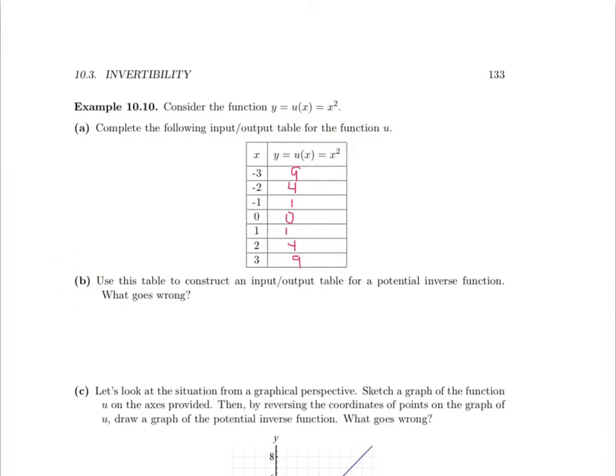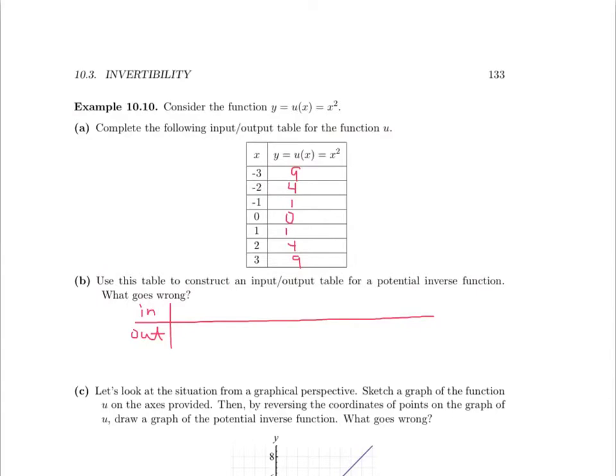So let's go ahead and look at part B. Use this table to construct an input-output table for a potential inverse function, and then we'll look to see what goes wrong. So let's make a table of values for what would be an inverse function. I'm going to orient my table this direction this time just to save some space. So recall that inverse functions have opposite inputs and outputs. So if these values are inputs for the u function and these are the outputs for the u function, that would suggest these are inputs for the inverse and these are outputs for the inverse.